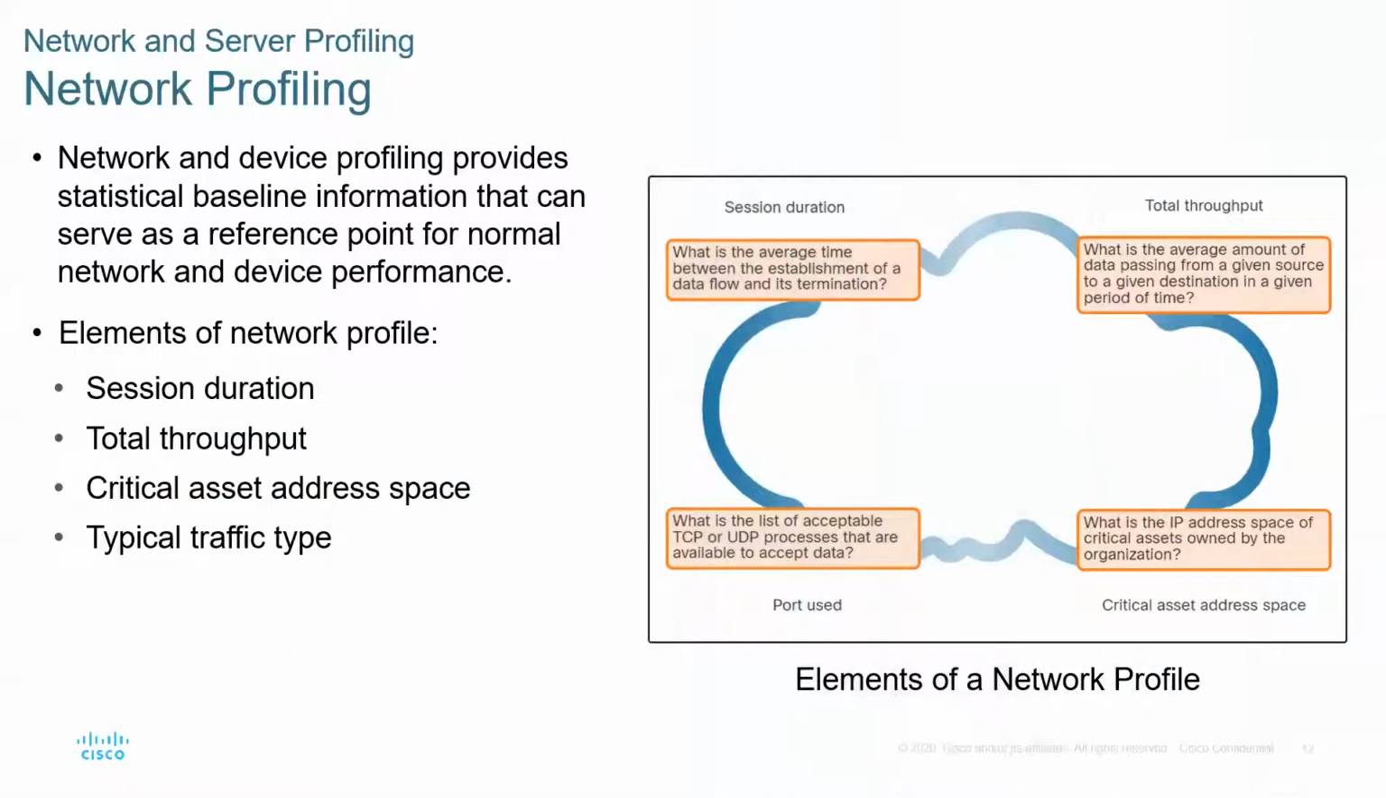With network and server profiling, it's good to always get a baseline of information so that you have something to serve as a reference point when you're trying to detect anomalies. Pieces of a network profile are going to be session duration, total throughput, critical asset address space, and typical traffic type.